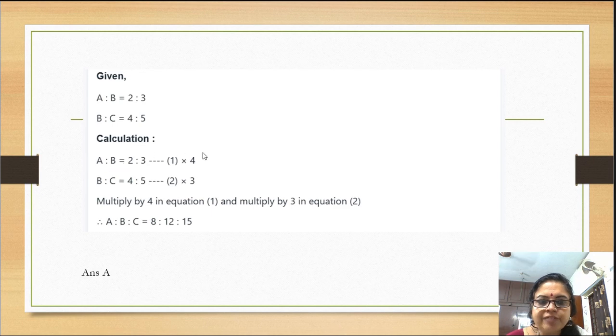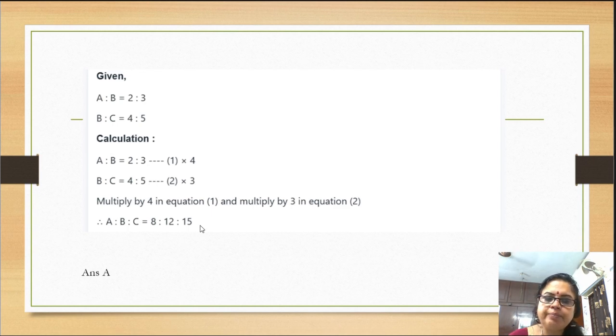You multiply the first ratio, A is to B is 2:3, by 4. If you multiply 4 into 2, it is 8. Here also, you multiply the second ratio, B is to C, by 3. Then you get how much? 8 is to 12. 5 you multiply by 3, you get 15, isn't it? So A is to B is to C will be 8 is to 12 is to 15.